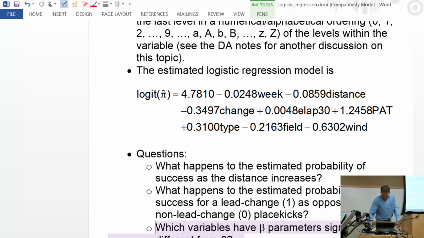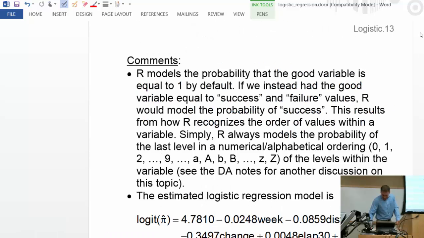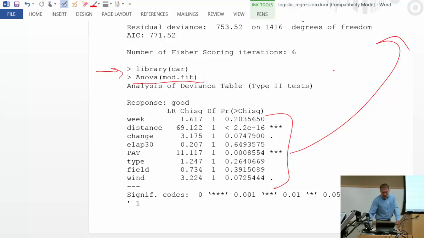Now, let's actually go back to the output. Those statements that we just made, we have to be a little bit careful about. For distance, obviously we see the p-value is quite small. So yes, there's sufficient evidence to indicate that beta does not equal 0. And given that there's a negative coefficient for that beta hat, then I can say yes, the probability of success does decrease. With change, we have a somewhat small p-value there. So we can kind of say there is some evidence that the probability of success goes down for a lead change versus a non-lead change place kick.